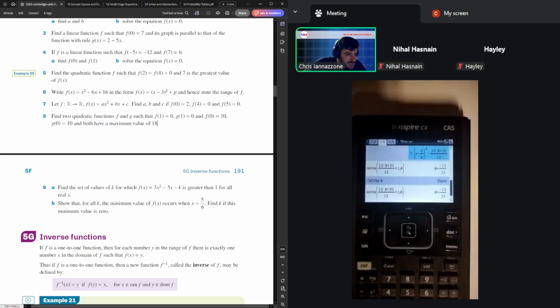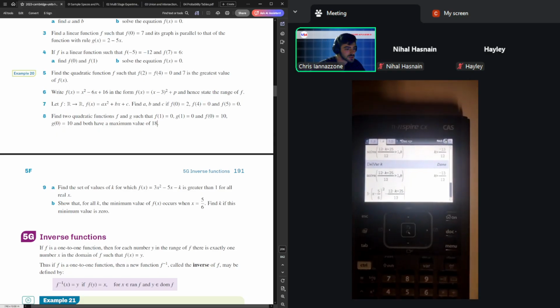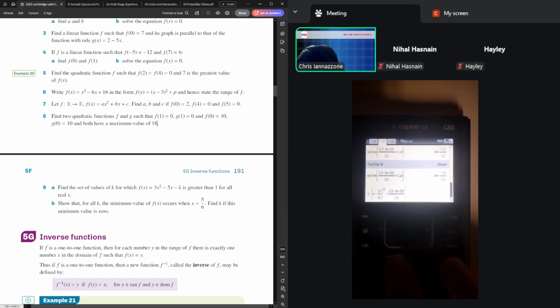Oh, there is a second part to that. Find k if this minimum value is 0. Yeah, so that's going to be setting that part to 0, because for the minimum value to be 0, remember this bit here is setting the height of it. So if you want the minimum to be 0, you set that equal to 0. So you're doing that.